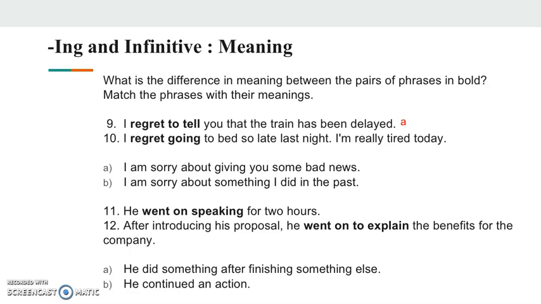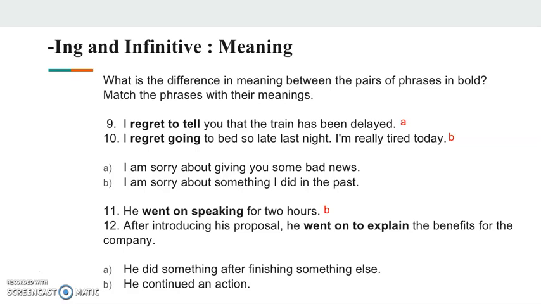Number 10. I regret going to bed so late last night. I'm really tired today. Means B. I'm sorry about something I did in the past. Regret doing something means to be sorry about something you did in the past. Number 11. He went on speaking for 2 hours means B. He continued an action. He continued speaking for 2 hours.